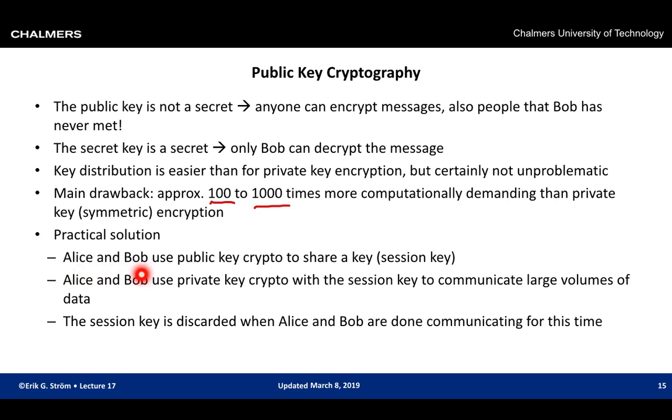So in practice, Alice and Bob use public key crypto to share a key, sometimes known also as a session key. It's a key that is generated and used for a short while. And then Alice and Bob use private key cryptography with the session key to communicate large volumes of data. And when they're done, they throw away the session key. So then we combine the advantages of both schemes here. Questions?